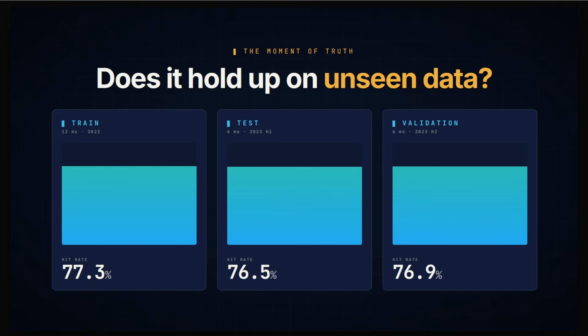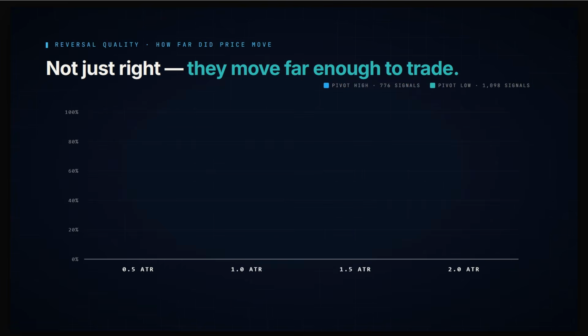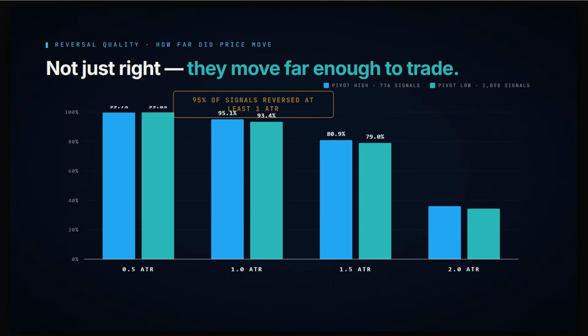No significant drop of hit rate between train, test, and validation. A good balance of pivot high and pivot low signals. A great success rate accuracy of 77.8%. And also great results on how far the signals actually move. 95% of the signals reverse to at least one ATR. Between 65 and 68.2% of the signals reverse all the way up to 2.0 ATR.